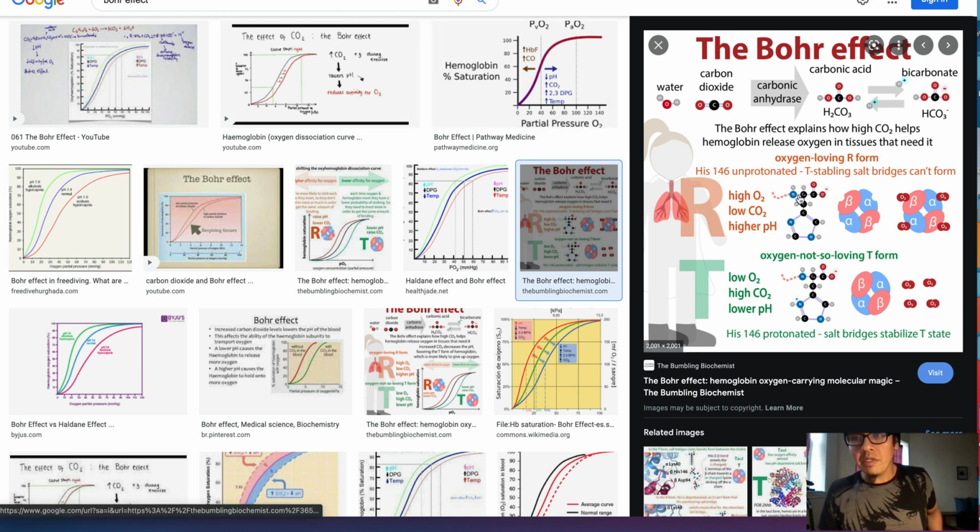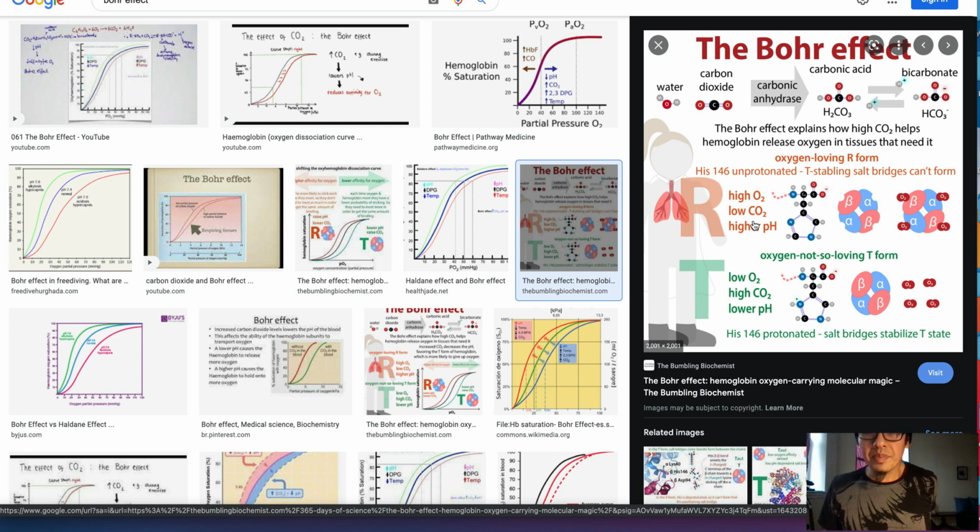But the Bohr effect essentially has that happening with H plus ions and CO2. So CO2 and H plus, they both can get into your system through your respiratory system, right? So for the Bohr effect, water plus carbon dioxide, with carbonic anhydrase, which is in your red blood cells, will form carbonic acid and allow the presence of bicarbonate in equilibrium with carbonic acid, which then contributes H plus, right? So the Bohr effect explains how CO2 helps hemoglobin release oxygen into the tissues that need it.